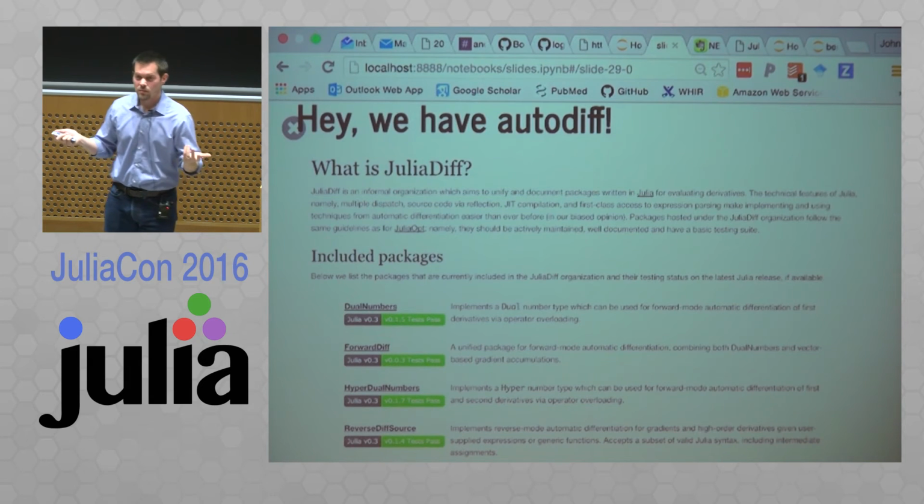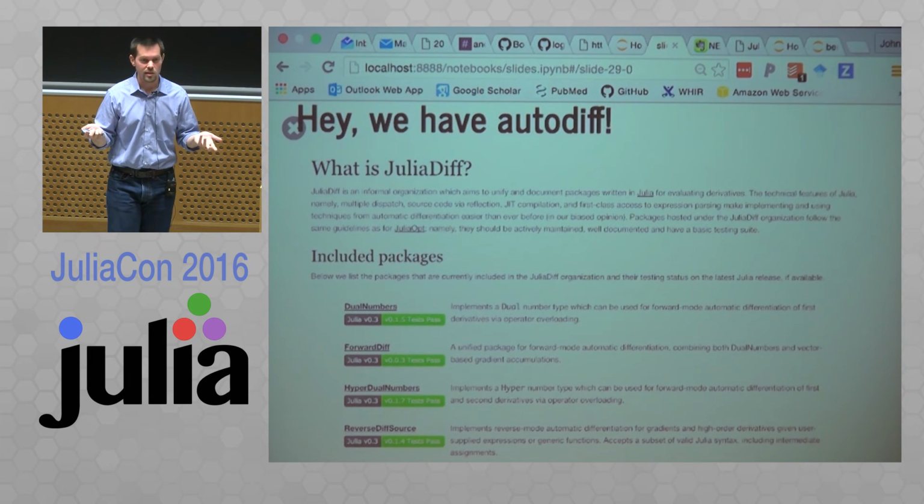And we have autodiff. This is actually one of the great things about working in Julia. The Stan math library is kind of enormous, and they had to build an autodiff library, and they had to build a distributions library, and they had to do all of it in C++.